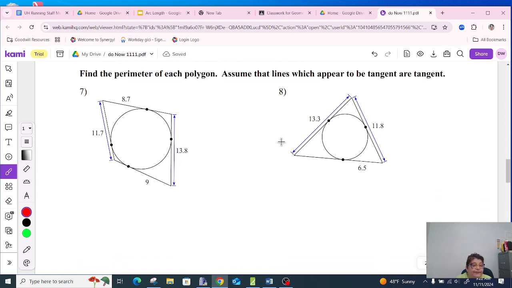Okay, so I love these. These are puzzles. Miss Dawn loves puzzles.